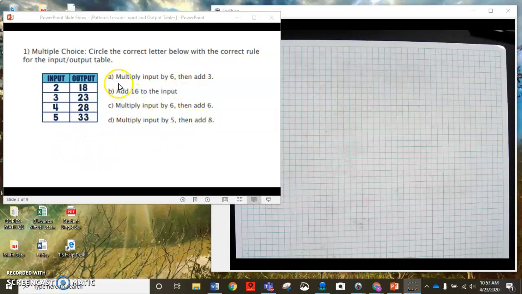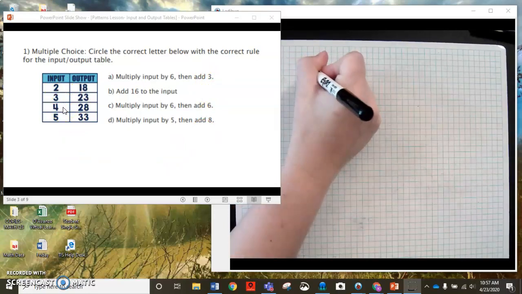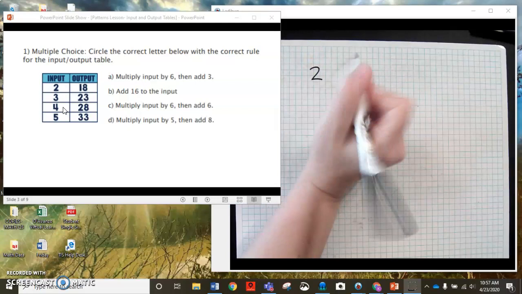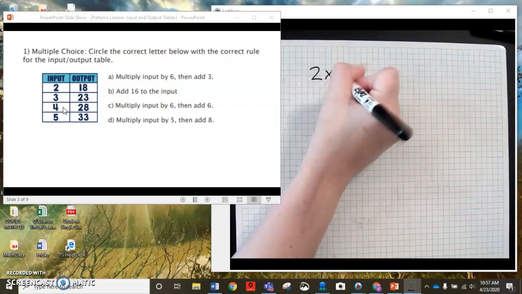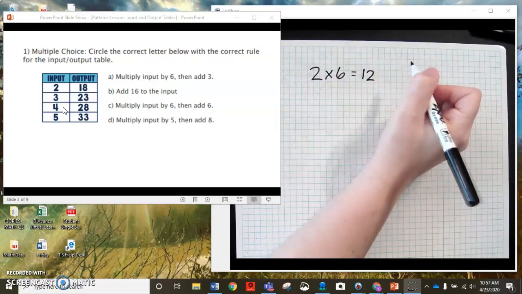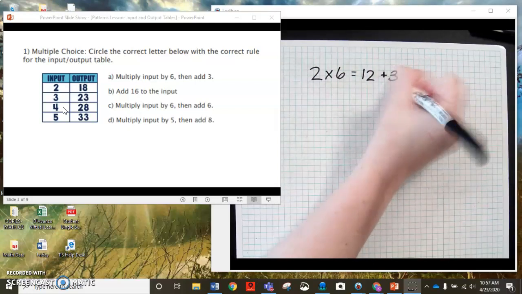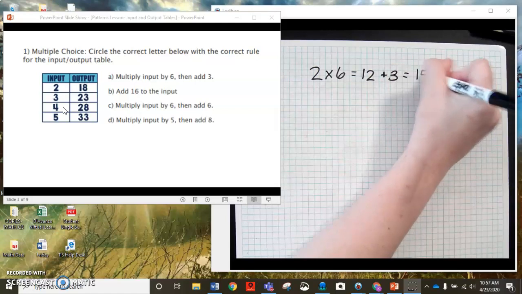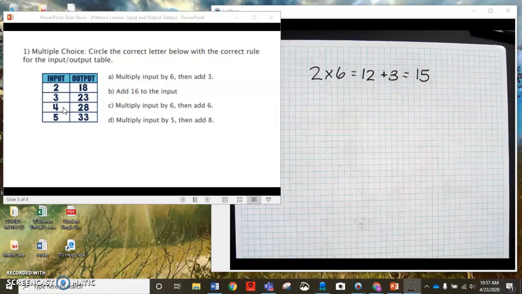So in part A, it says multiply input by 6 and then add 3. So let's test that theory. If the input is 2 and we multiply it by 6, we get 12. And then the second part of the rule is to add 3, which would give us 15. So already we know that it can't be A because the output was 18, which is not the same as 15. So we can move on to B.